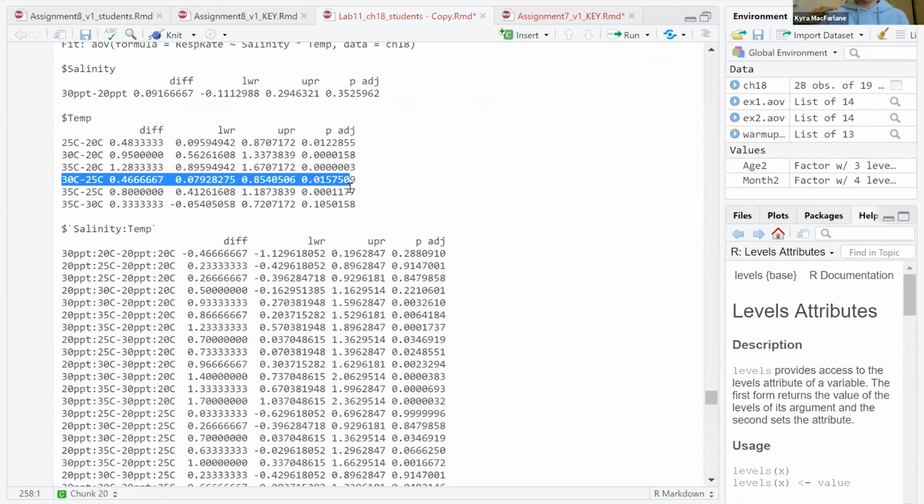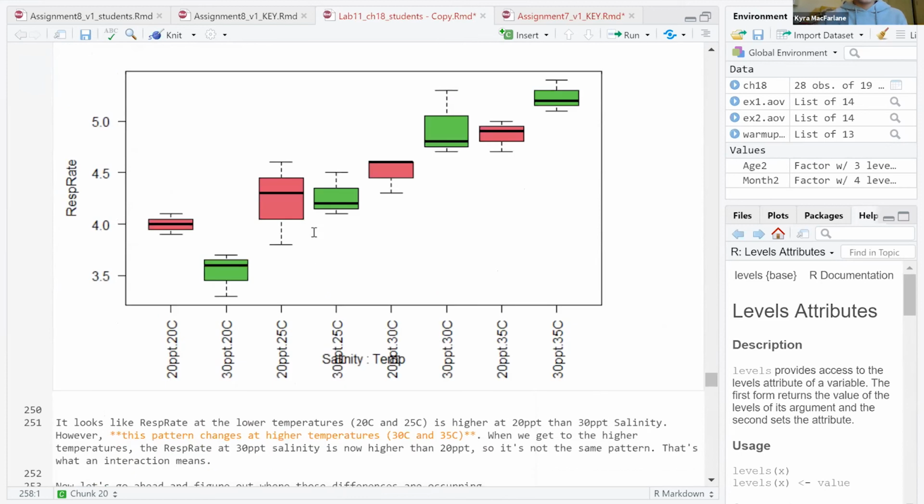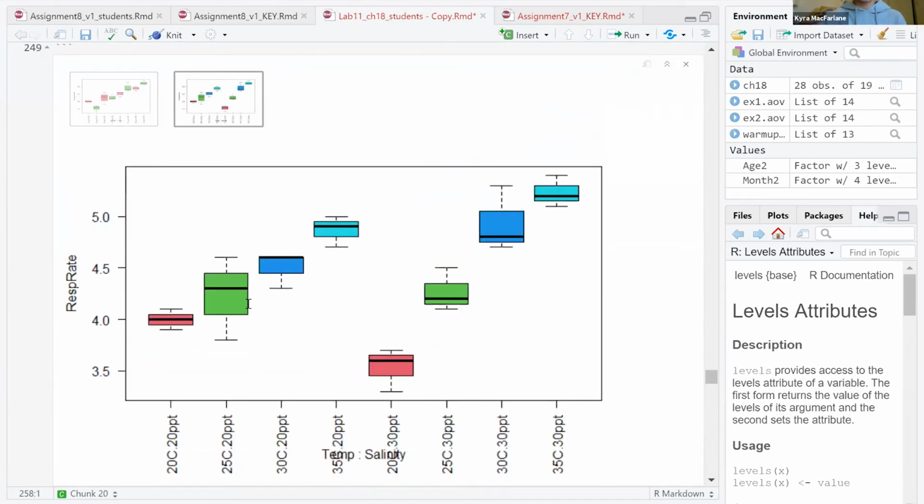Let's look at 25 degrees Celsius. 25 degrees Celsius is also significantly different from all groups, from 30, 35, and 20. Looking at this figure, 25 degrees Celsius is significantly greater. The respiration rate is significantly greater than at 20 degrees Celsius, regardless of salinity, and is significantly lower than the respiration rate at 30 degrees Celsius or 35 degrees Celsius, regardless of salinity. You can see the same thing in this figure, because now we're just looking at the green ones.